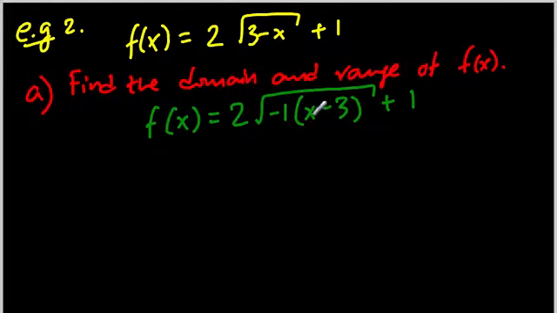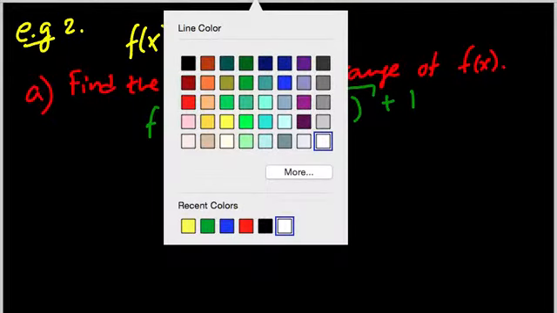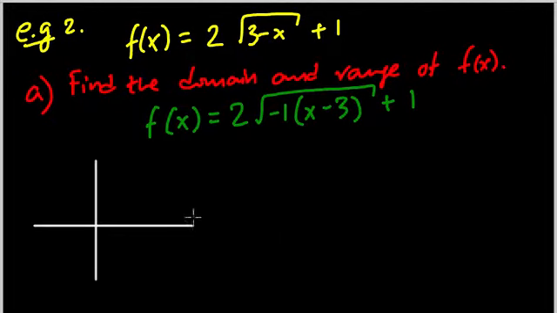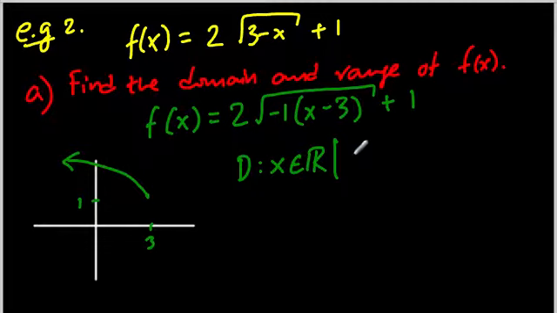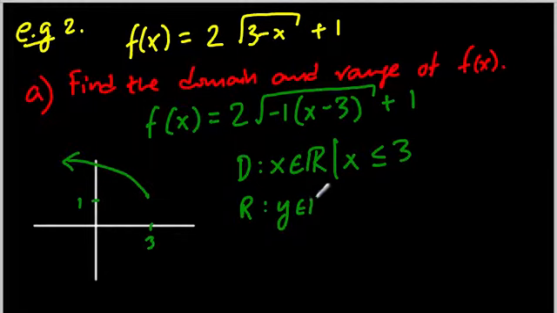Now I know exactly what's happening. Using my fast method from the previous video, I can see right away that there's a reflection across the y-axis, then it's moved 3 to the right, and then 1 up, so basically it's going to go like this. Based on this, I can determine the domain and range. The domain is x is an element of the reals, x ≤ 3. And the range is y is an element of the reals, y ≥ 1.